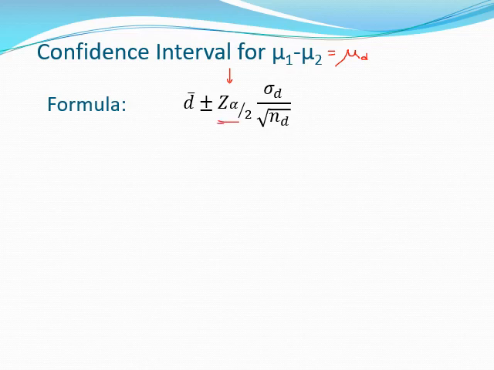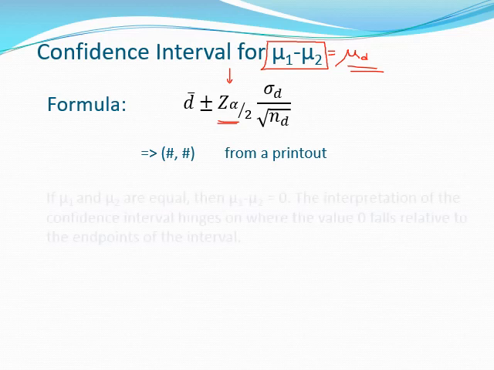You should be able to find values like this from the z table or the t table. You should know which is the appropriate table to use, but ultimately you're going to get 2 numbers on a printout. And while we talk about mu sub d, in interpretations, let's think about this as being a confidence interval for the difference between 2 means.